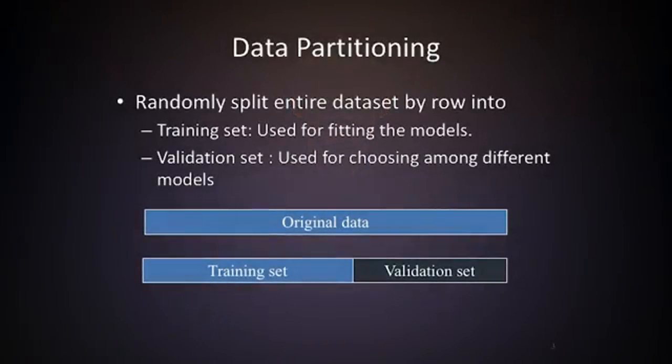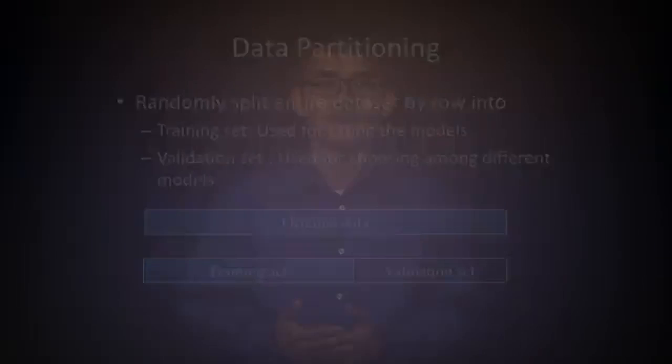Before assessing prediction accuracy, we randomly divide the data into two parts. This process is called data partitioning. One portion of the data is designated as training data, which is used to feed the models. The other portion, which is not used to feed the models, is used to evaluate the different models we built. This portion is called the validation set.